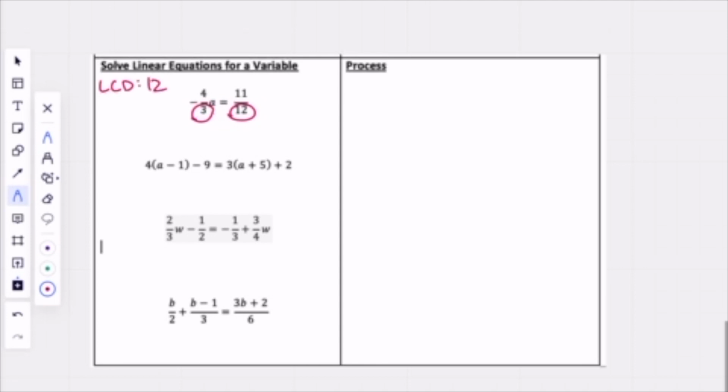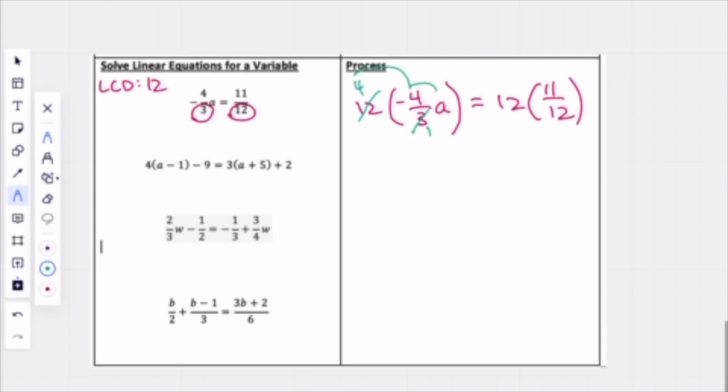We're going to take that 12 and multiply it by both sides of the equation. We're going to take 12 and multiply it by negative 4 over 3a, and then multiply that 12 by 11 over 12. Now notice that on the left-hand side, this 12 over 3 is the same as 4 over 1. And so we end up with 4 times negative 4 times a, which is negative 16a.